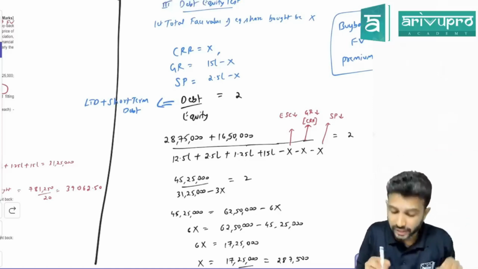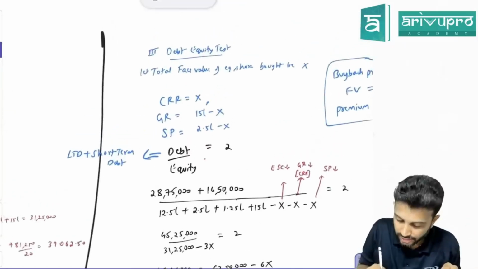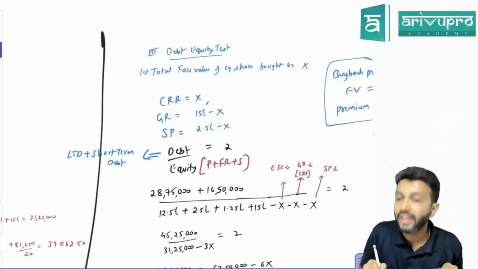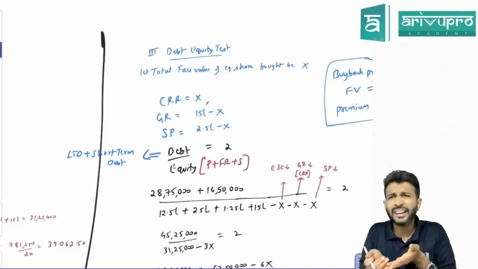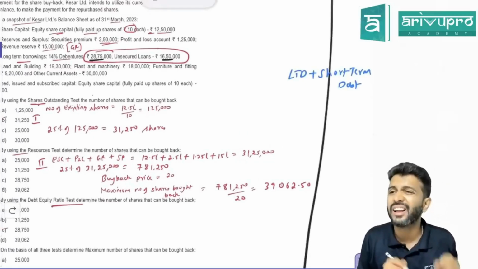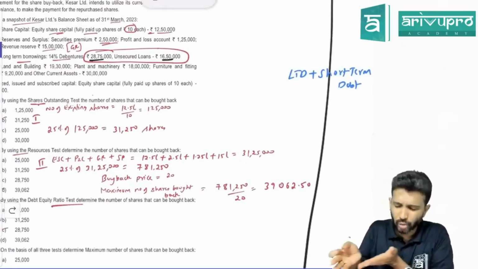However, the denominator is equity. Equity here refers to paid up share capital plus free reserve plus securities premium. Should we calculate this or is it already done? For the resource test, we already did that, no? And we got how much? 31,25,000. Yes, sir. Again, no need to add up.